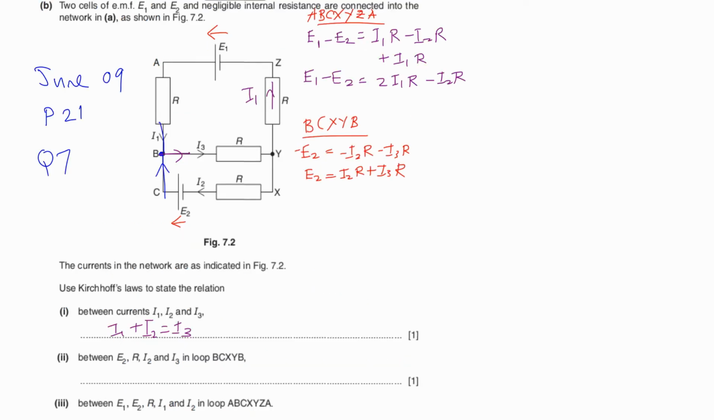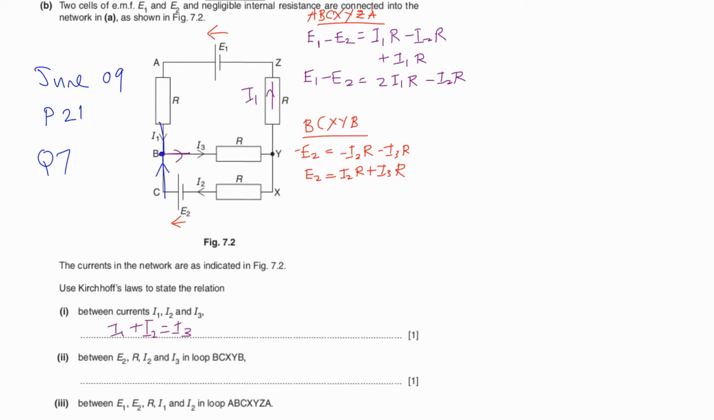So for part 1, Wee Kiong, did you get the answer here? So the I1 is entering, and what else is entering? And what is leaving? What current is leaving? So I1 plus I2 entering equals I3 leaving. Okay, very good. Alright, next one for the second one, BCXYB.